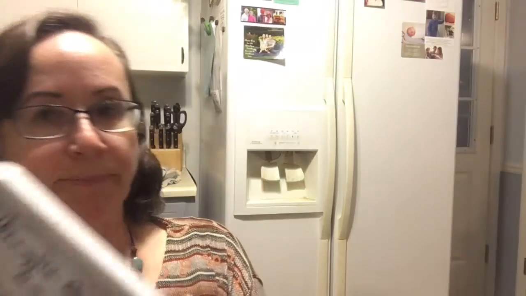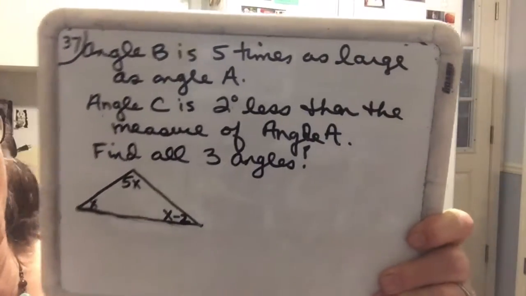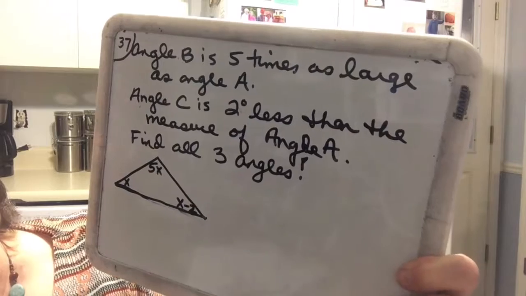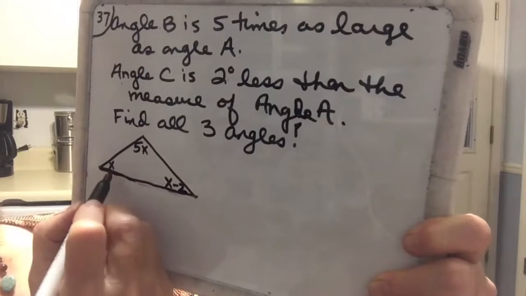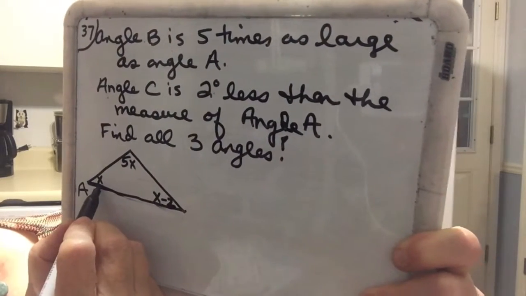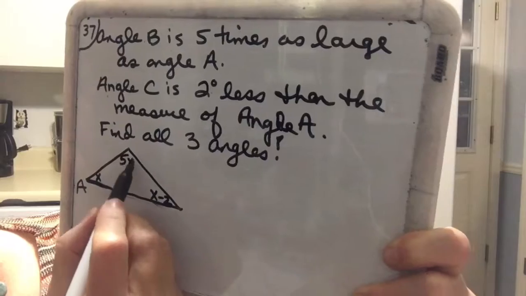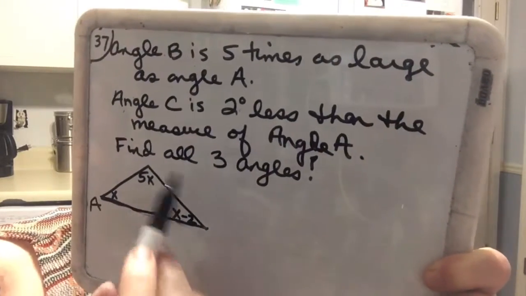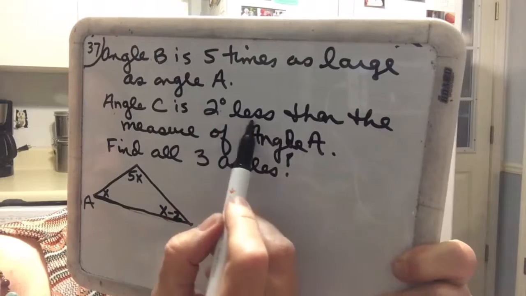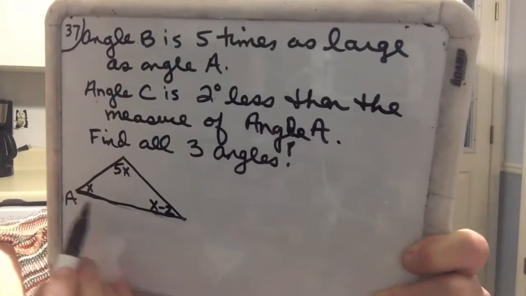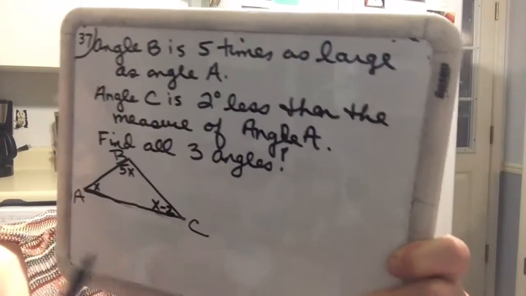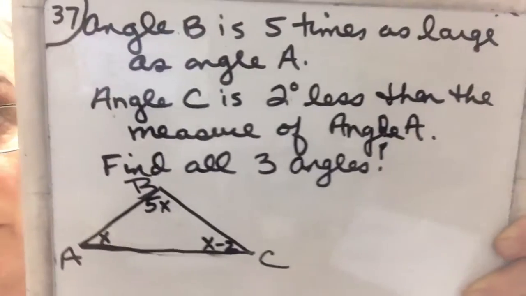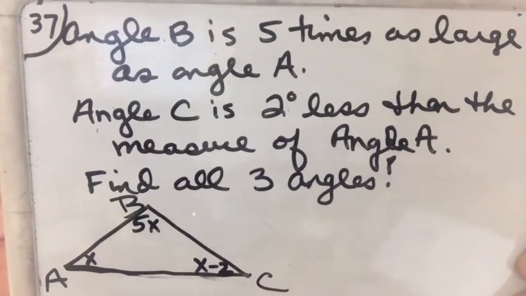Okay, so now we're going to do number 37. And number 37 is a triangle problem. Okay, so we've got angle B is 5 times as large as angle A. So we're just going to call angle A x, okay? And then we're going to say this is 5 times x. And then angle C is 2 degrees less than the measure of angle A. So since this is angle A, then this one is angle C, this one was angle B, and C is 2 degrees less. So we just have x minus 2 down there in the corner.